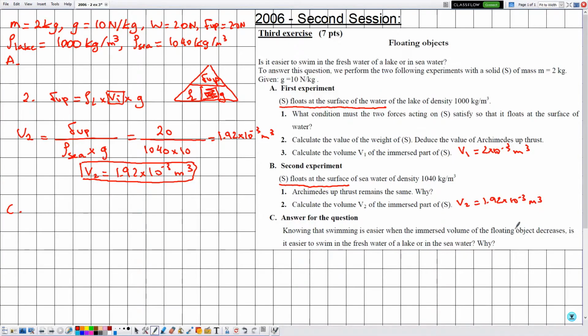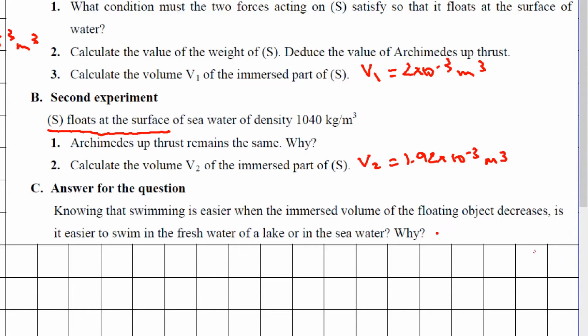Now part C, answer for the question. Depending on these two experiments, we need to refer back to the first question to answer it. Now, knowing that swimming is easier when the immersed volume of the floating object decreases, what's meant by this? Having several immersed volumes, when the immersed volume is the smallest, this makes swimming easier. Is it easier to swim in the fresh water of a lake or in the seawater?